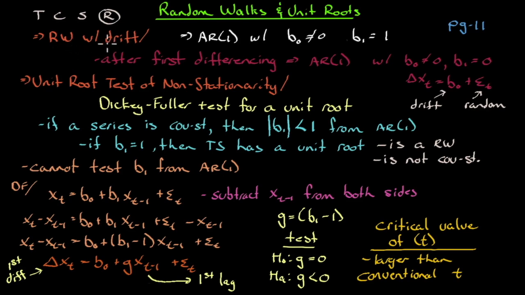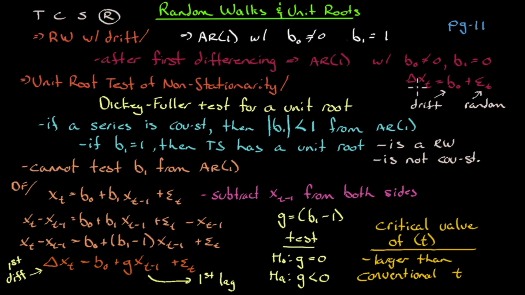It's still a random walk, but when we have drift now, we still have a unit root, but our beta naught, our intercept coefficient, is not equal to 0. That's the drift component. So after first differencing, because if it is a true random walk, you have to difference it first to make it covariant stationary, we look at our AR1 model. We should have an AR1 model with beta naught not equal to 0, and beta 1 will be equal to 0 at that point.